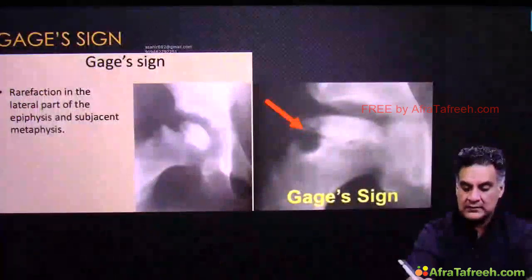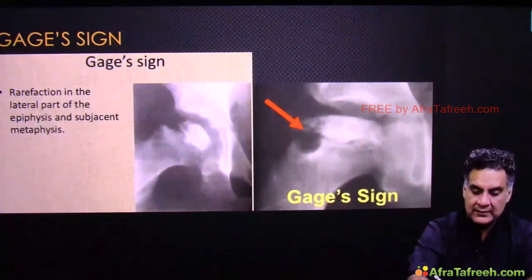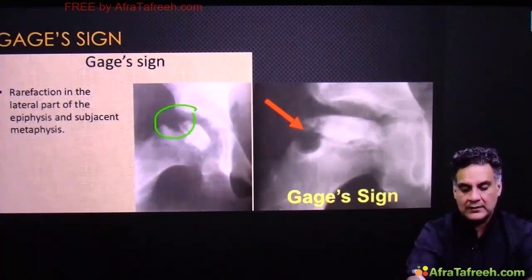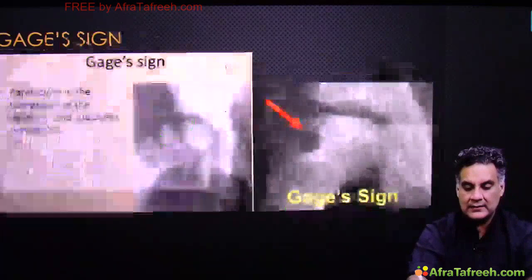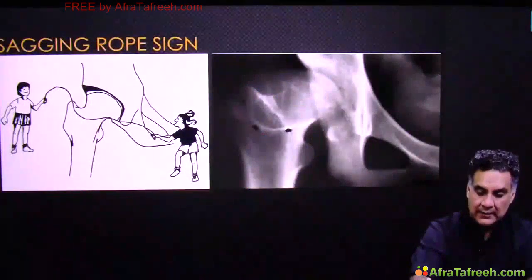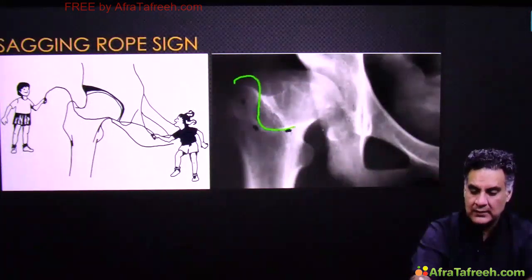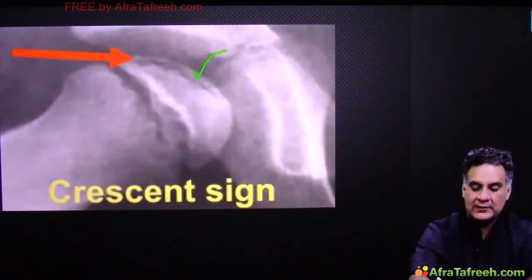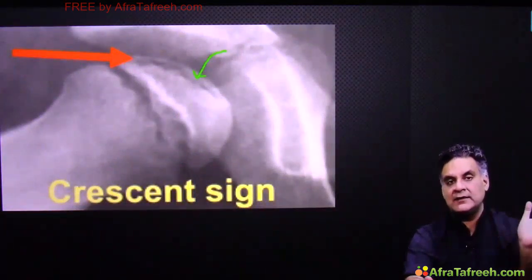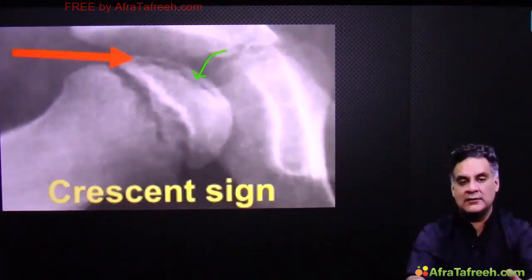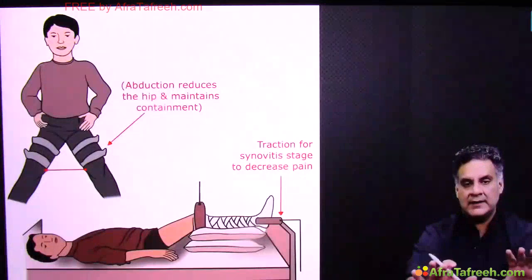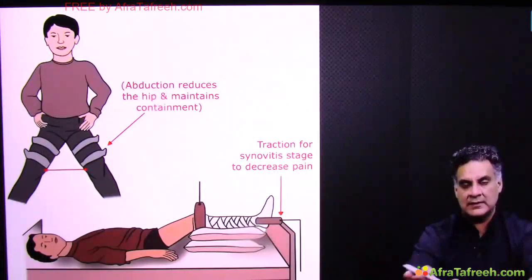In Perthes, there can be a defect in the lateral part of the epiphysis and metaphysis. This is called the Gage sign. In Perthes, at the upper end, you can have a sagging rope sign, a sclerotic line, or, as I told you earlier, an avascular upper end of the femur can have a crescentic lucency. Treatment: maintain the hip abducted. It will get okay.